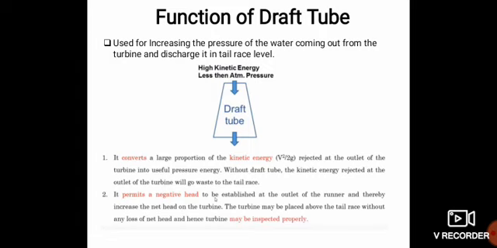Because if you see the water power formula, the water power is rho Q g H. So H is proportional to the water power. We have to increase the head so that we get maximum output. Basically the draft tube is used to increase the pressure head. If you attach the draft tube at the outlet of the turbine, we will get the effective head and it will increase the efficiency of the turbine. So the draft tube is basically used to increase the efficiency of the turbine.